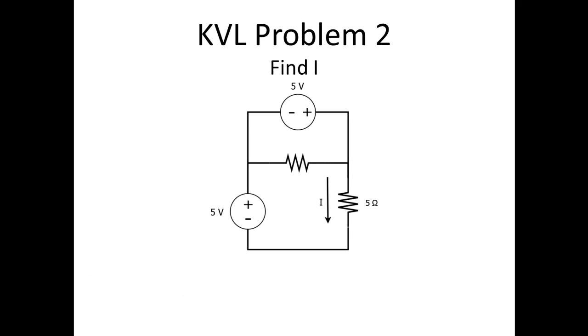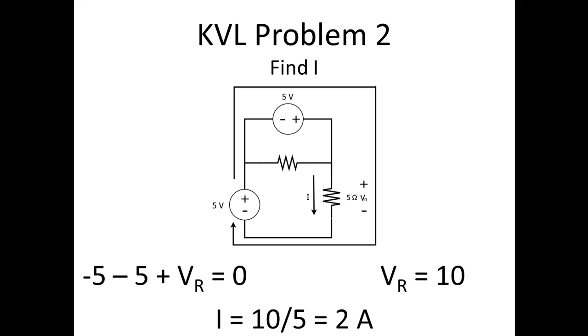Now, sometimes the problems aren't always as straightforward. Let's use KVL to see if we can find I in this branch on the right. Starting with this outer loop, we can use KVL to say minus 5 plus VR equals 0. That means that VR is equal to 10, and based on Ohm's law, we can say that I is equal to 10 divided by 5, which is 2 amps.